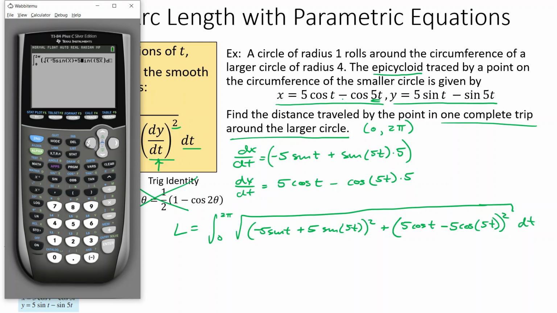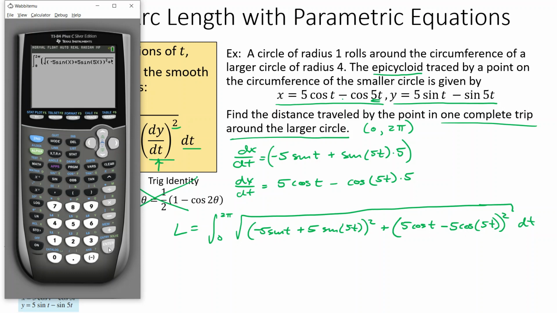Oops, I already started the parentheses there. Don't need 2 of them. So close the parentheses for the 5x, close the parentheses for the whole first guy squared. Lots of parentheses happening here. Plus parentheses, we've got 5 cosine of x, close that parentheses, minus 5 cosine of 5x, close parentheses. Then we've got to close the second parentheses, square that whole dy/dt. And our variable that I ended up using was x instead of t, so no big deal there.